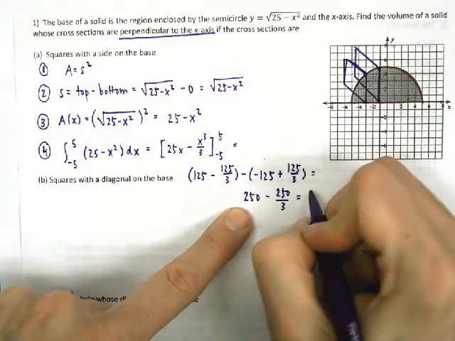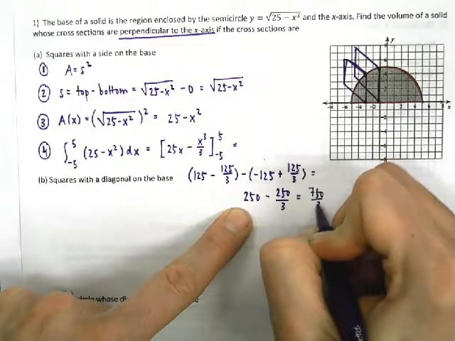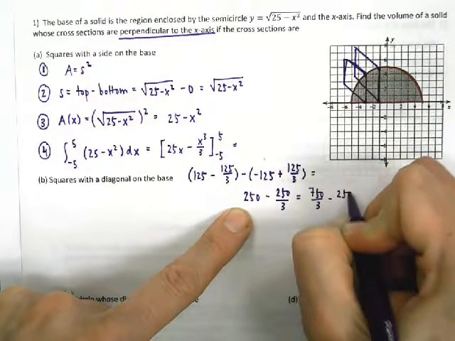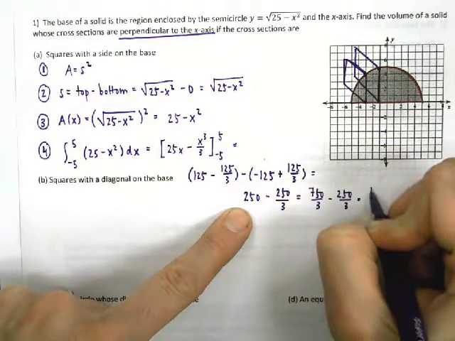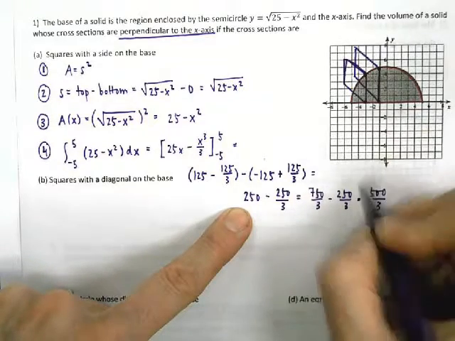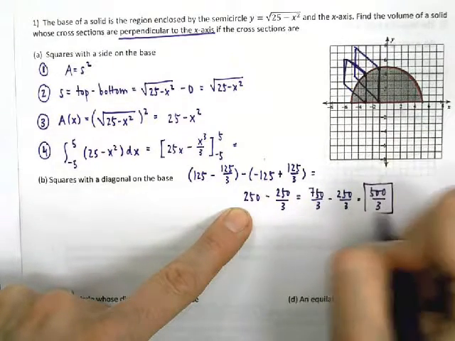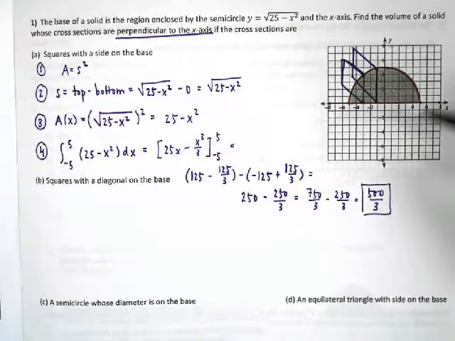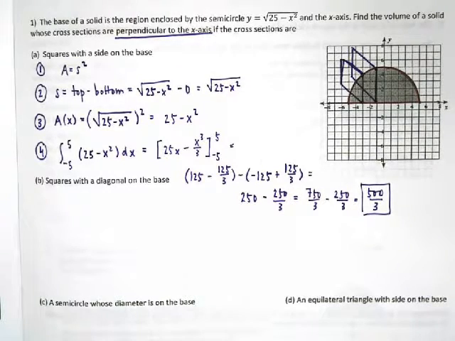Well, 250 I know is just 750 over 3 minus 250 over 3, which is going to give me 500 over 3. And that would be the volume that I get when I have this semicircle as a base and I build a solid by building squares off of that base.